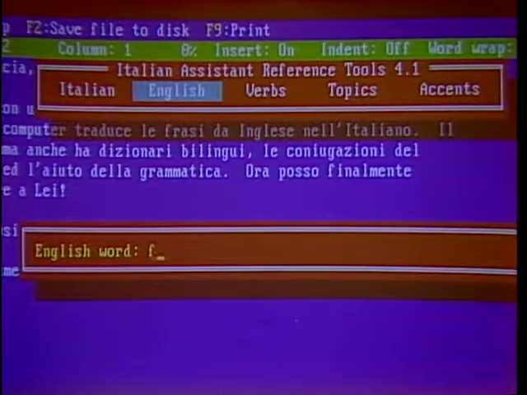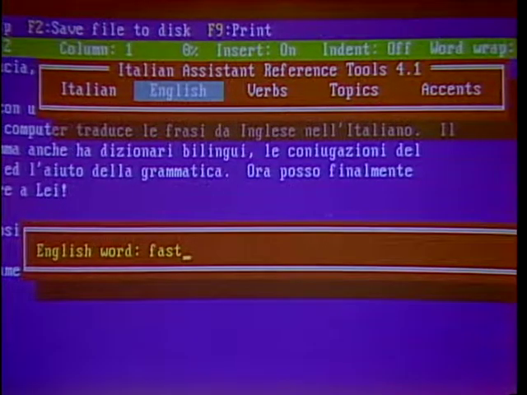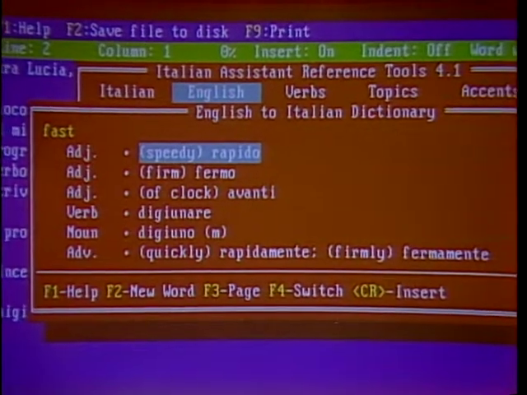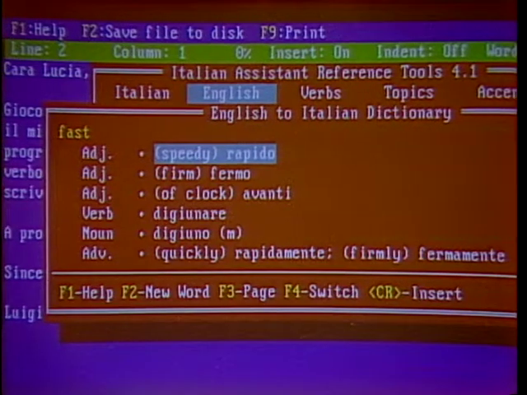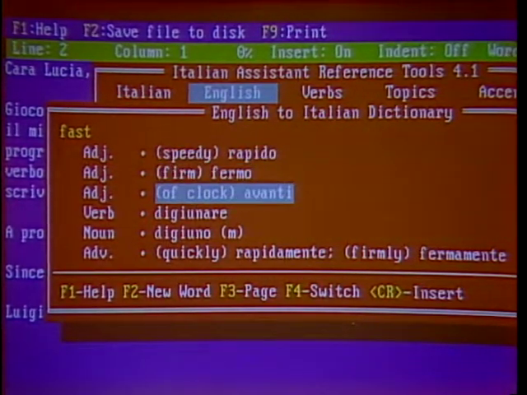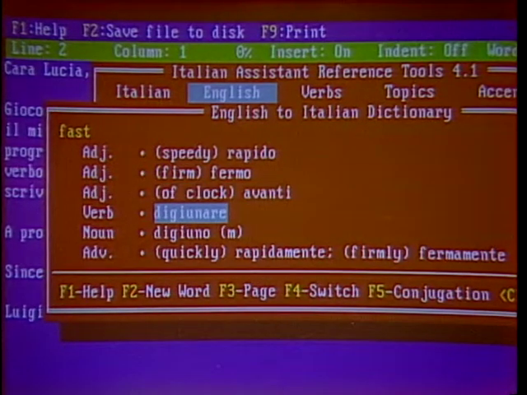So now you can go look up an English word, just like you were going to look up a word in a dictionary, but you type in the word and immediately get the translation. Very, very fast. In this case, fast is the word. Do we mean speedy, or are we talking about colors being fast, or Italians have a word for clocks being fast, or the verb form would be not eating, fasting.